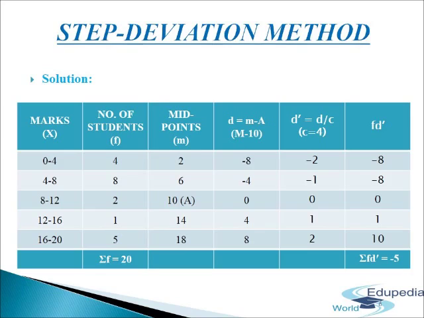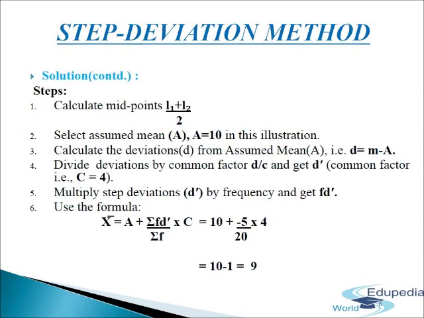In the fourth column, we will calculate the deviation, which we will get by deducting assumed means from the midpoints. After calculating the deviation in the fifth column, we will divide deviations by common factor, that is D divided by C, and we will get D dash. We have taken C equals to 4 as a common factor. After that, we will multiply step deviations by frequency and get the product FD dash. We will add the products of step deviation and frequency and get sigma FD dash, which is minus 5.